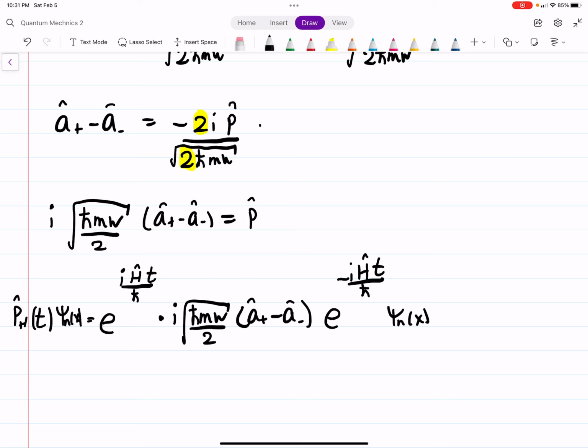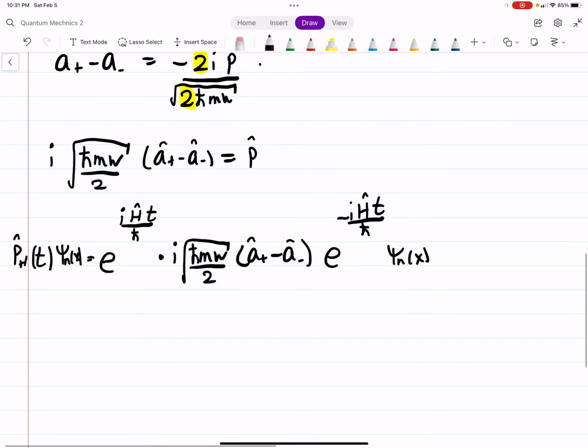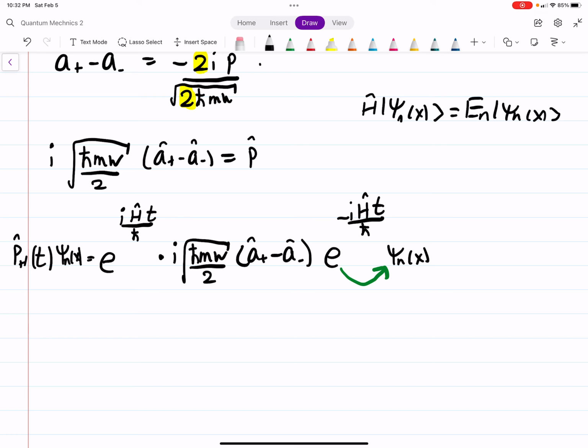Okay, so we did all this. And now, if we think about this operating here, we know what the Hamiltonian operating on our wave function does. It just gives us our energy. We know that this is just this. We know what the Hamiltonian does to the wave function, so we can do that.